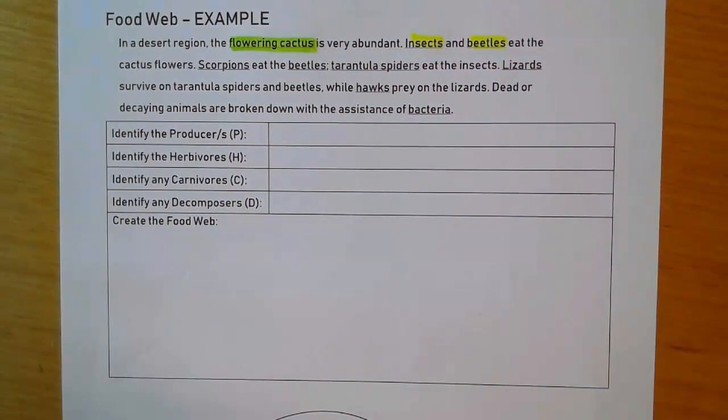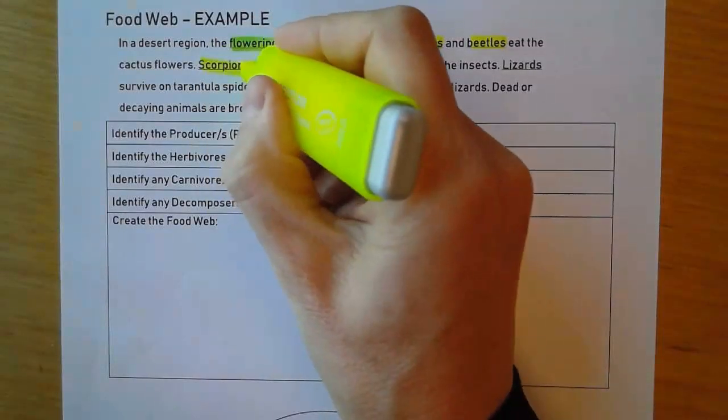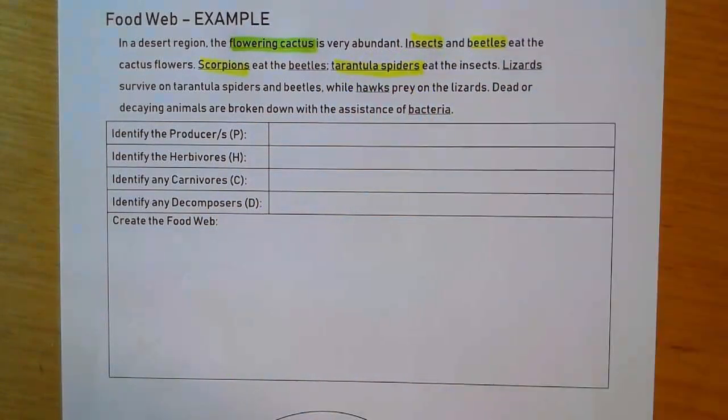Insects and beetles eat the cactus flowers. So they consume. Scorpions eat the beetles, and tarantula spiders eat the insects. Lizards survive on tarantula spiders and beetles, while hawks prey on the lizards. Each consumer will appear once somewhere in the food web.